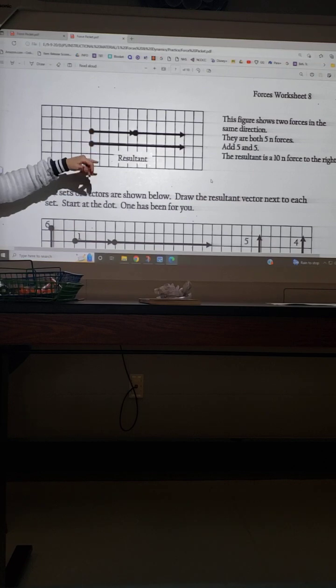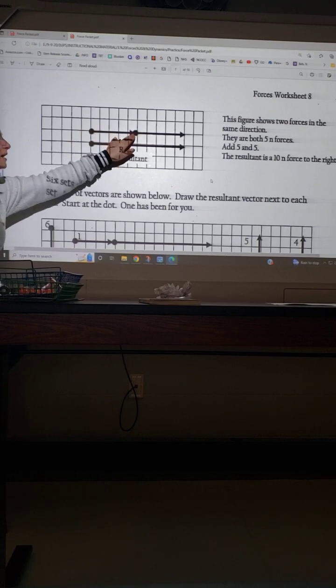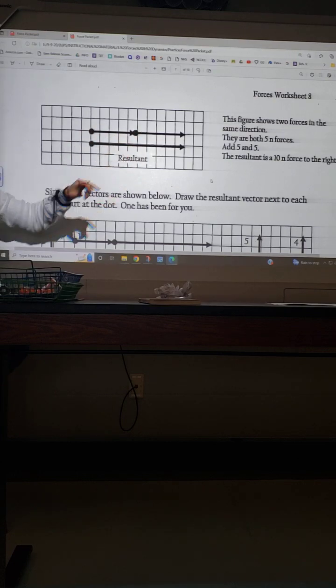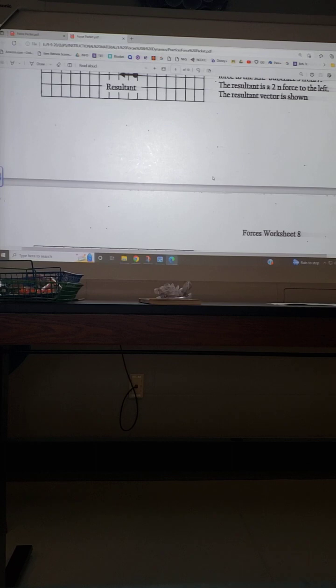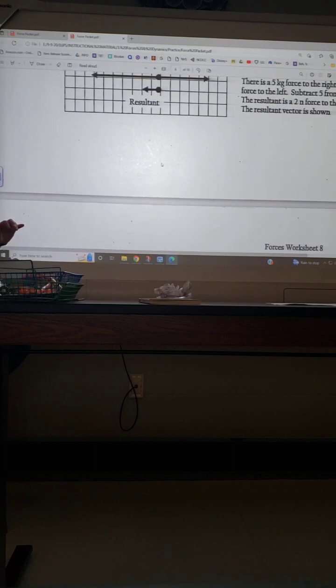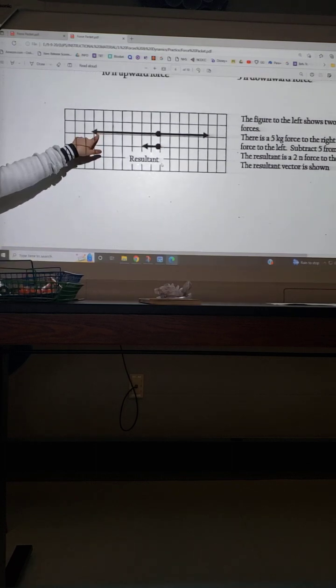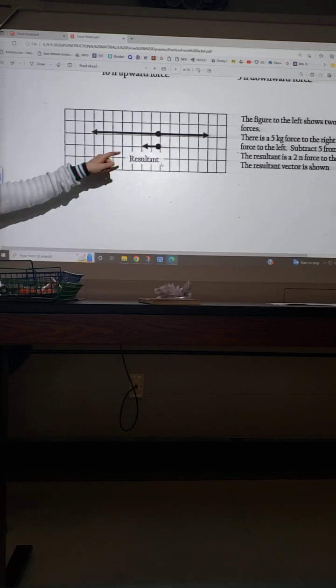And here they're both going in the same direction. So does it make sense to add them or subtract them? Good. So you add 1, 2, 3, 4, 5, and then 1, 2, 3, 4, 5, and you end up with a resultant of 10 to the right. And I guess I should have said on the last one, the larger force is to the left, which is why you end up with the arrow to the left.